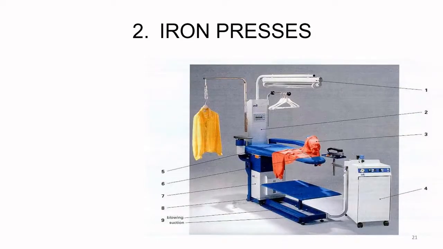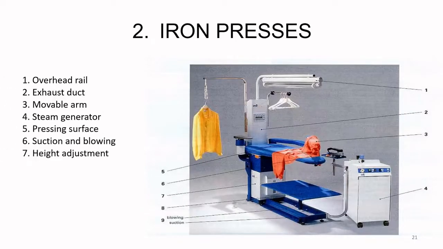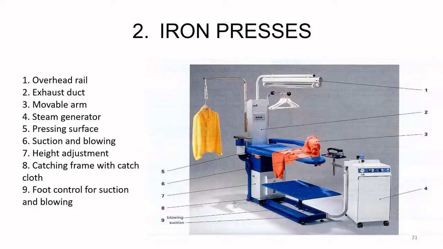So this is the visual where the iron press along with this entire system is visible, and it has 9 different parts. We're going to look at them one by one. First one is the overhead rail, on which you have the tube light attached. Second one is the exhaust duct. The job of the exhaust duct is to suck all the extra steam and air and remove the noise which may be caused because of application of heat and steam.